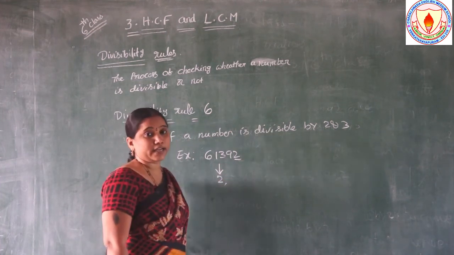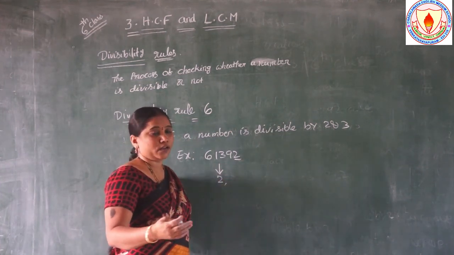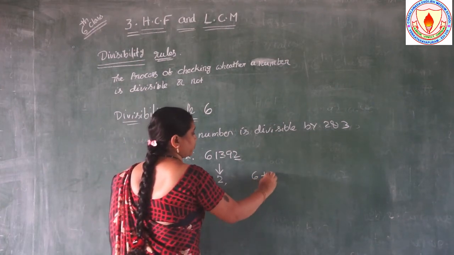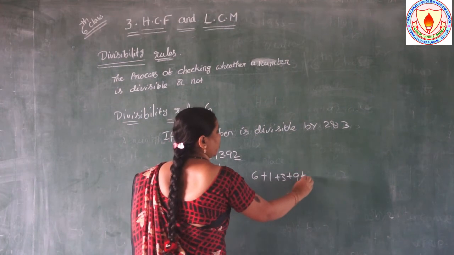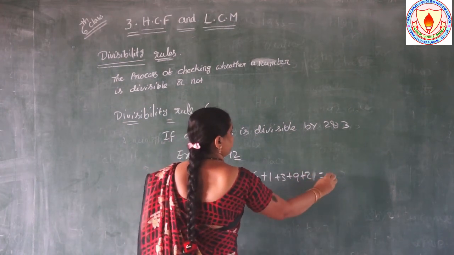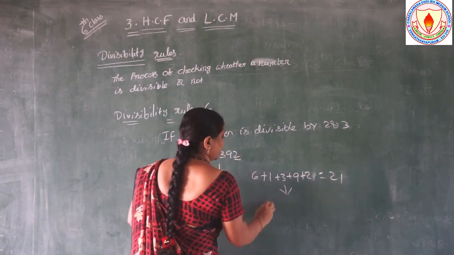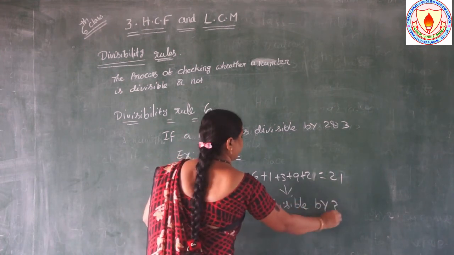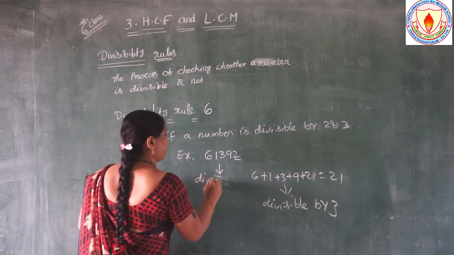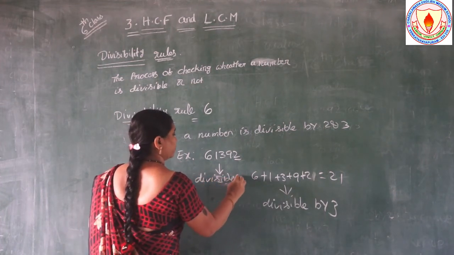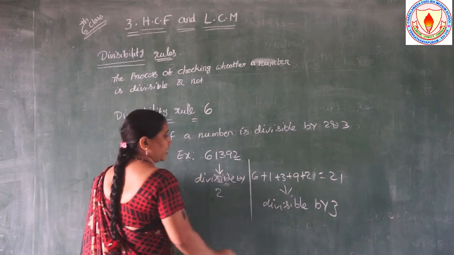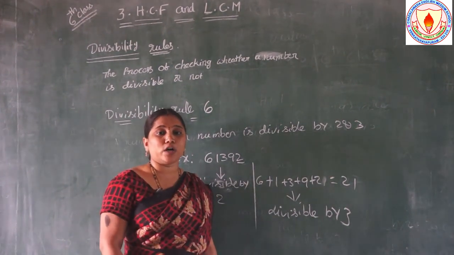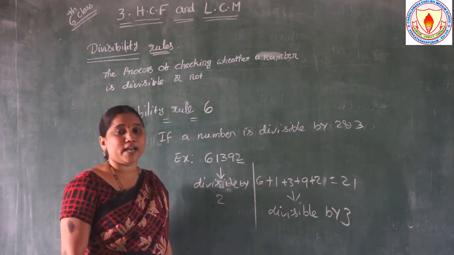And check by 3. Apply the rule for 3, the sum of the digits. We did it earlier, right? When we do the sum of the digits, 6 plus 1 plus 3 plus 9 plus 2, you get 21. So this is also divisible by 3 and it is also divisible by 2. See, in the two situations they are divisible by 2 and 3. So the total number is divisible by 6.